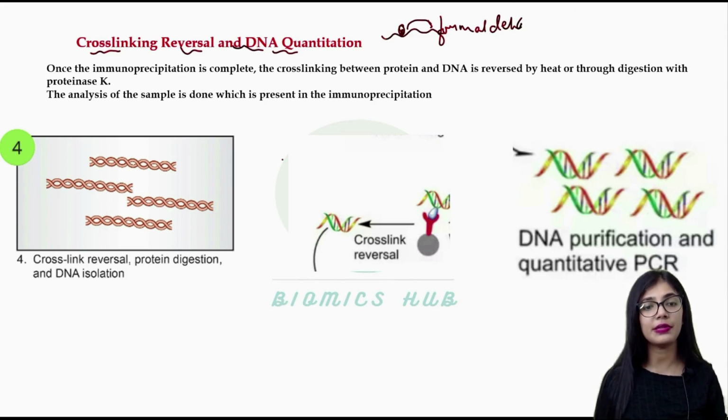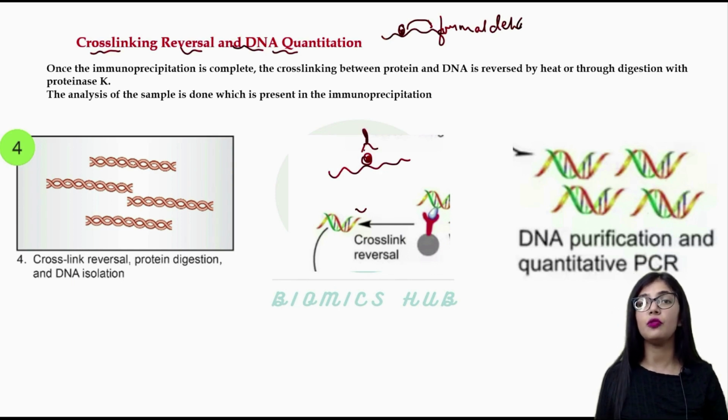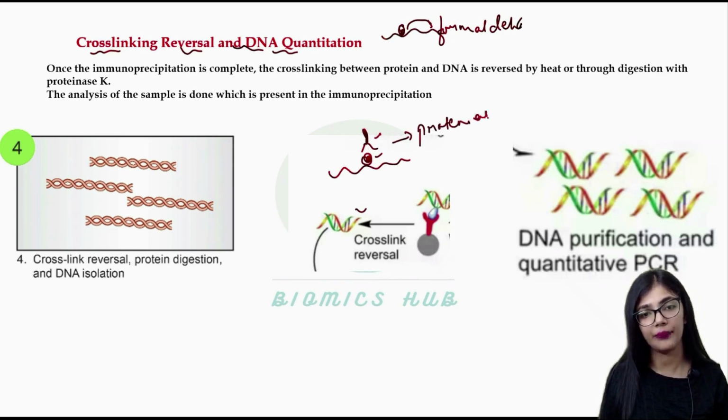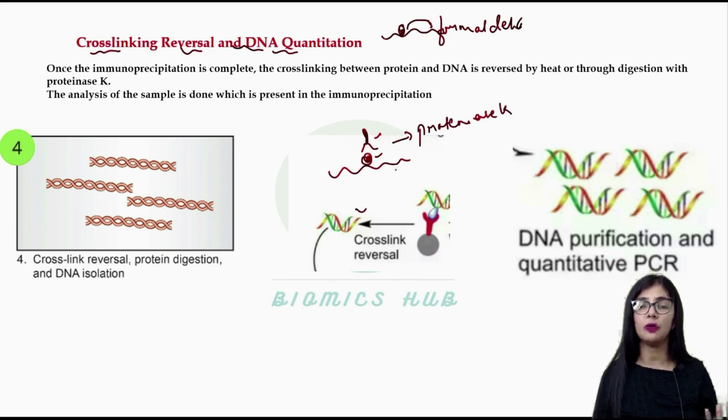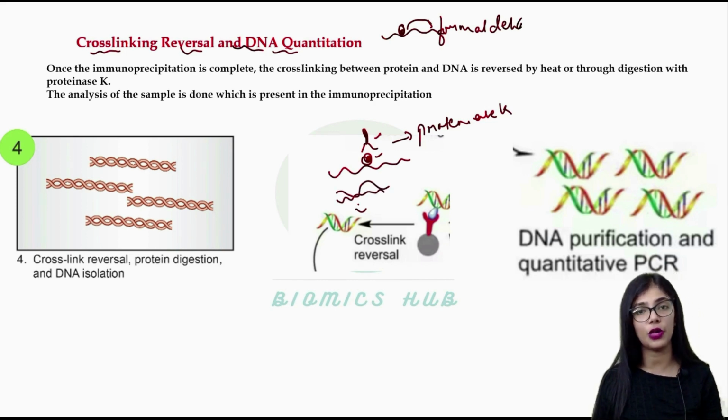So, through the precipitation, we got the DNA, along with the protein it is binding to, and this protein is interacting with the antibody. We have to remove all this. We can remove this protein as well as the antibody by treating it with an enzyme known as proteinase K. This is an enzyme which can remove the proteins from the DNA. Now we have only the DNA which was binding with this protein.